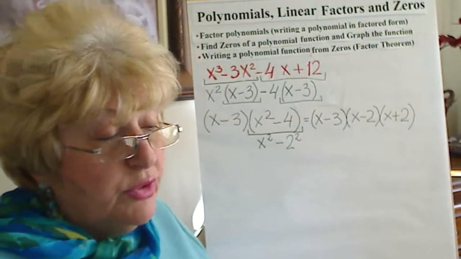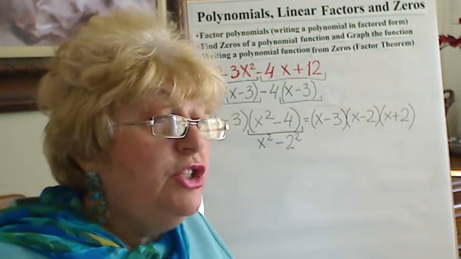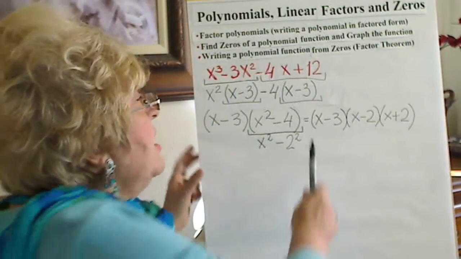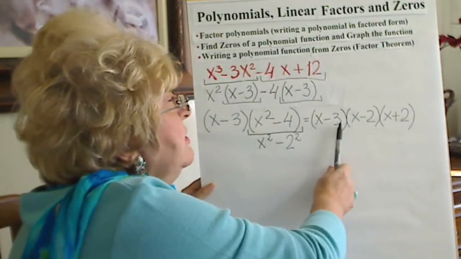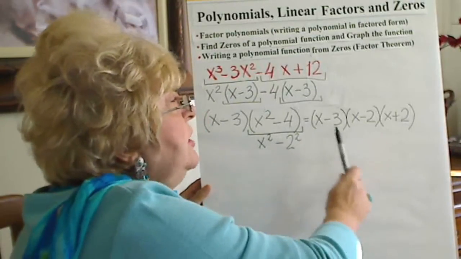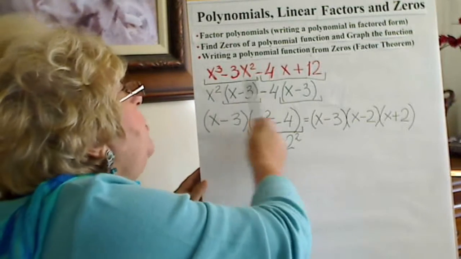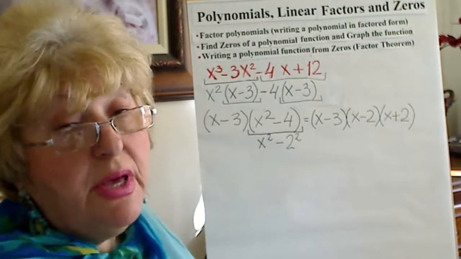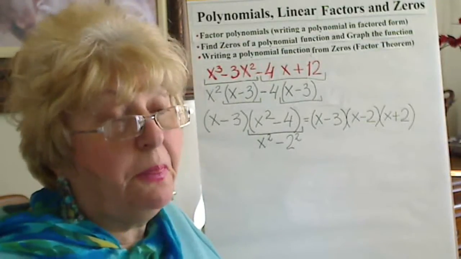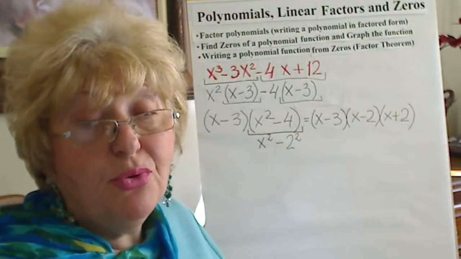And this is what we need to do: we need to factor completely. How can we check? If you want to check your work, you should multiply x minus 3 times x minus 2, and after the product you need to multiply by x plus 2. If you get the polynomial we started from, it means that you did your work right. We will practice a little bit more tomorrow in class.